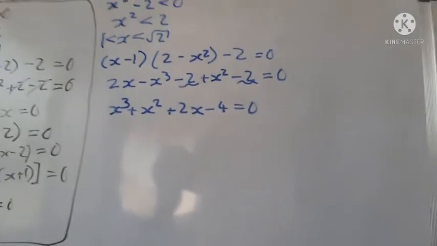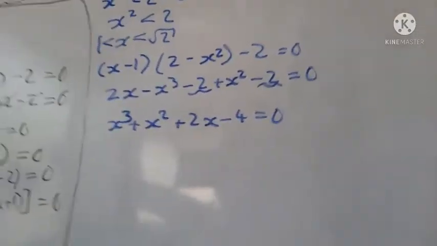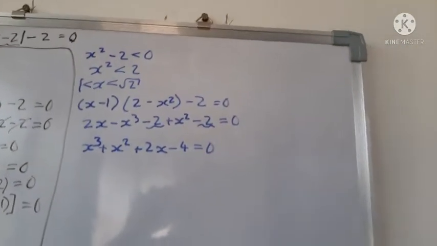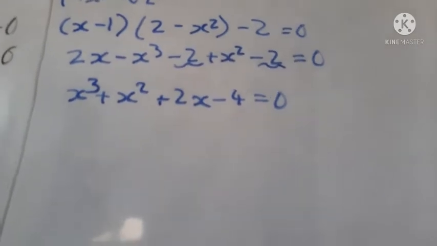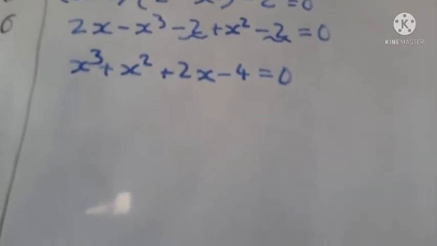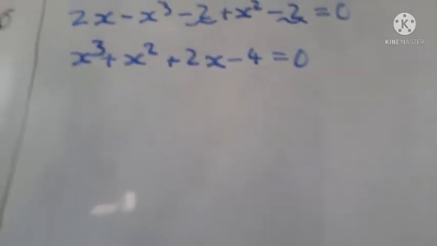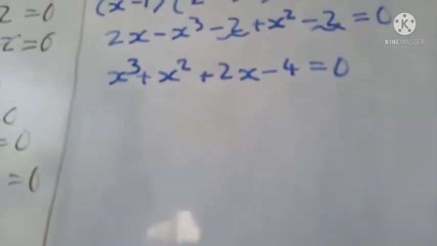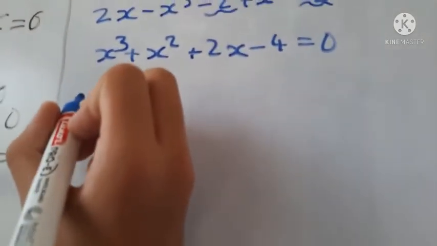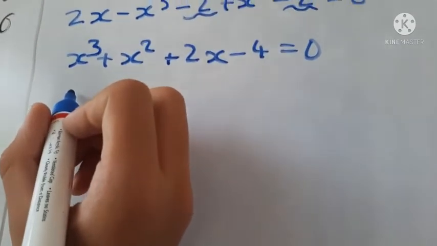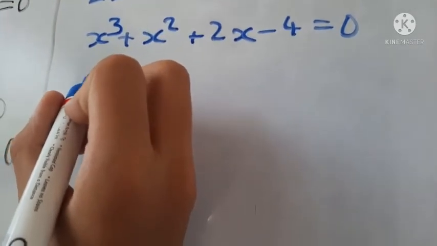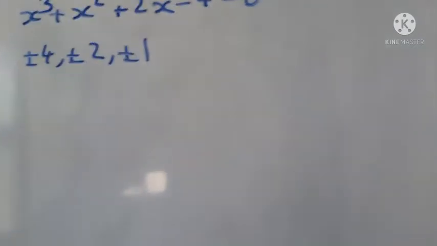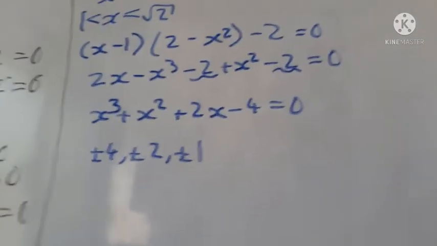Okay, and now this is the part where it started to sink in that, man, I can't factorize this. So I was like, just try factoring it. By the rational roots theorem, we know that all the possible rational roots are given by the factors of the last term over the factors of the first. So we have plus or minus 4, plus or minus 2, and plus or minus 1. Yeah, that makes sense, hopefully.